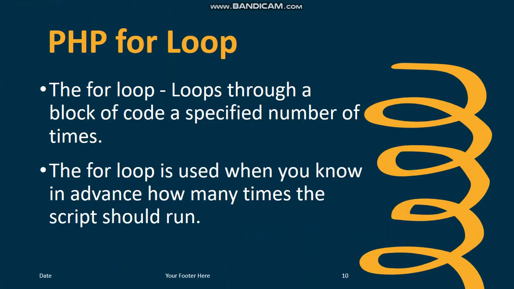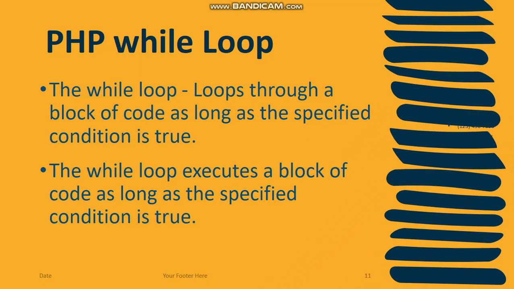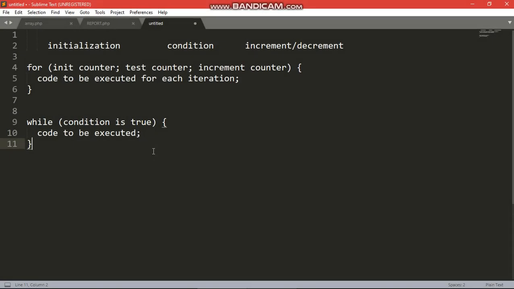PHP for loop. The for loop statement is used when you know how many times you want to execute a statement. On the other hand, a while loop loops through a block of code if and as long as a specified condition is true. Here you will see a quick demonstration of a sample syntax of PHP while and for loop.